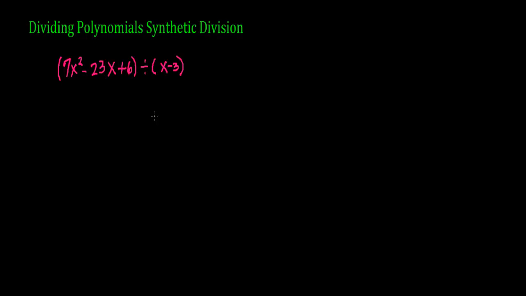This is the first example on dividing polynomials using synthetic division. And synthetic division is sort of a shortcut to long division, but it only works when the divisor, this right here, the divisor, is a linear binomial. What does that mean? That means that the divisor has to be in the form x minus a. That this binomial has to look like this form.